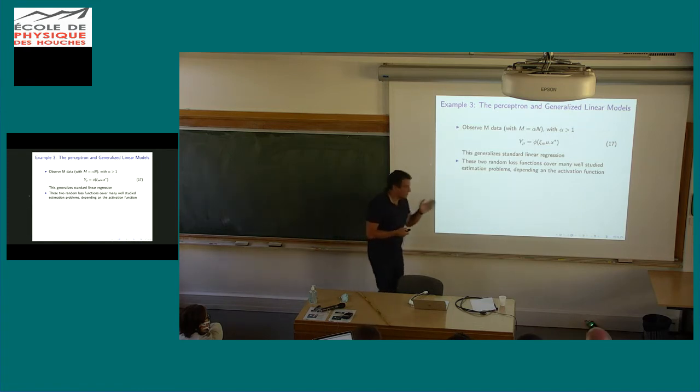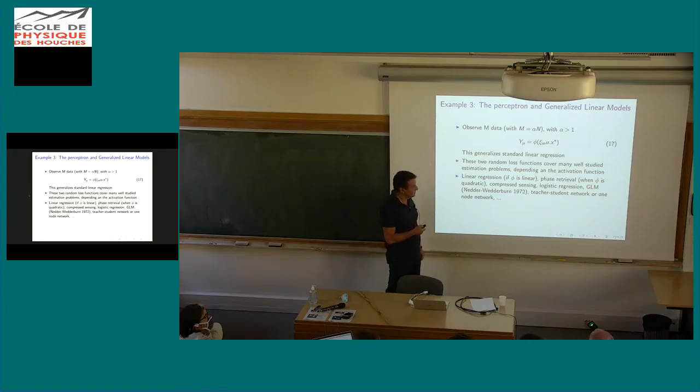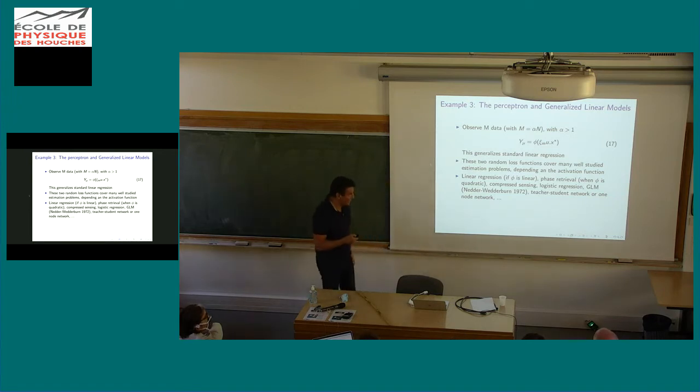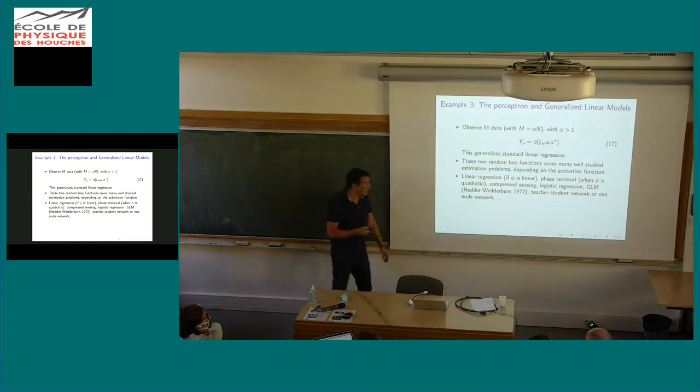And these two random loss functions, let's say L2 at least, cover many well-studied estimation problems, depending on which activation function you choose. You could have linear regression, this is what Florent was mentioning, phase retrieval, I say here phi quadratic, but I chose phi to be absolute value, but it's the same spirit. Compressed sensing, logistic regression, GLM, which go back to these two guys in statistics. The teacher-student network, which is the same thing as a one-node network. So this model is not a real neural net. It just has one node. But it contains most of the things you see in statistics.